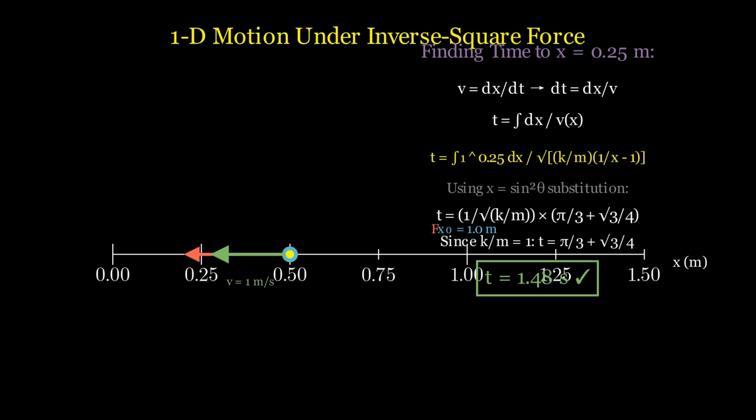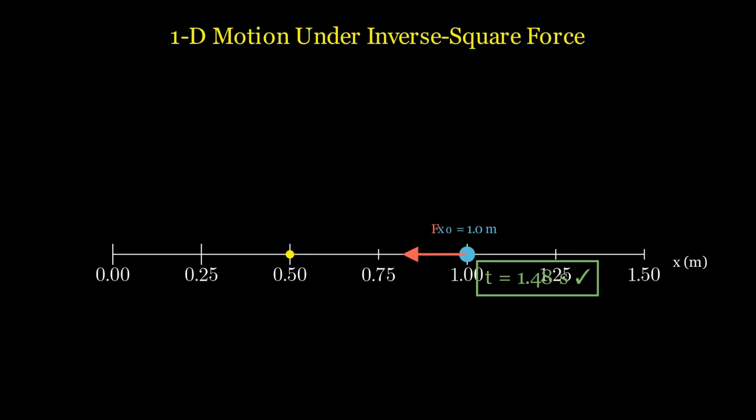After working through the calculus, we get t equals 1 over the square root of k over m times the quantity pi over 3 plus square root of 3 over 4. Since k over m equals 1 in our problem, this simplifies to approximately 1.48 seconds.